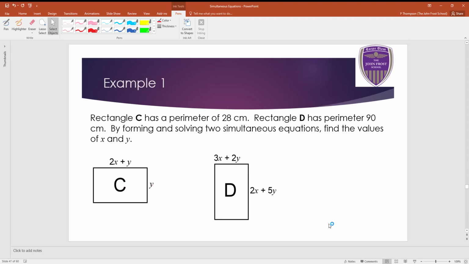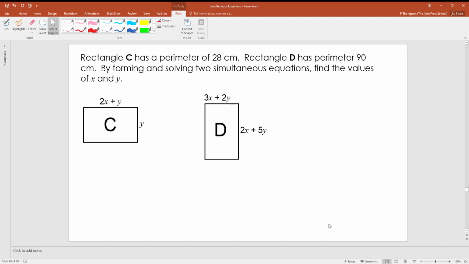So on to this first example. Pause the video here, have a go, and then come back when you're ready. Okay, welcome back. This question is going to be easy, and hopefully you've spotted why. Because if you read the text, rectangle C has got a perimeter of 28 centimeters. So if you add up all the sides of rectangle C, they add to make 28. Well, remember, because it's a rectangle, those two are the same. Those two are the same.